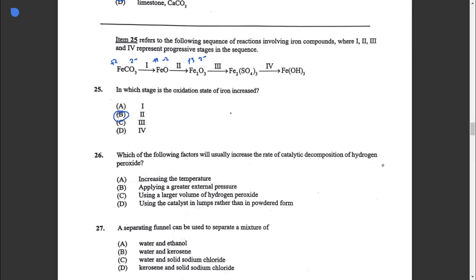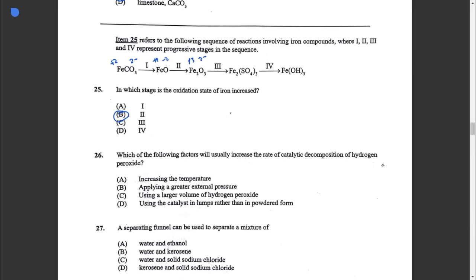Question 26. Which of the following factors will usually increase the rate of catalytic decomposition of hydrogen peroxide? We know that hydrogen peroxide is an aqueous mixture. What are the factors that affect rate of reaction? Temperature, pressure for gases, concentration for aqueous mixtures, surface area, and catalyst. So let us go through all of these. Increasing the temperature will increase the rate of the reaction. Applying a greater external pressure is not applicable in this case, since it is not a gas.